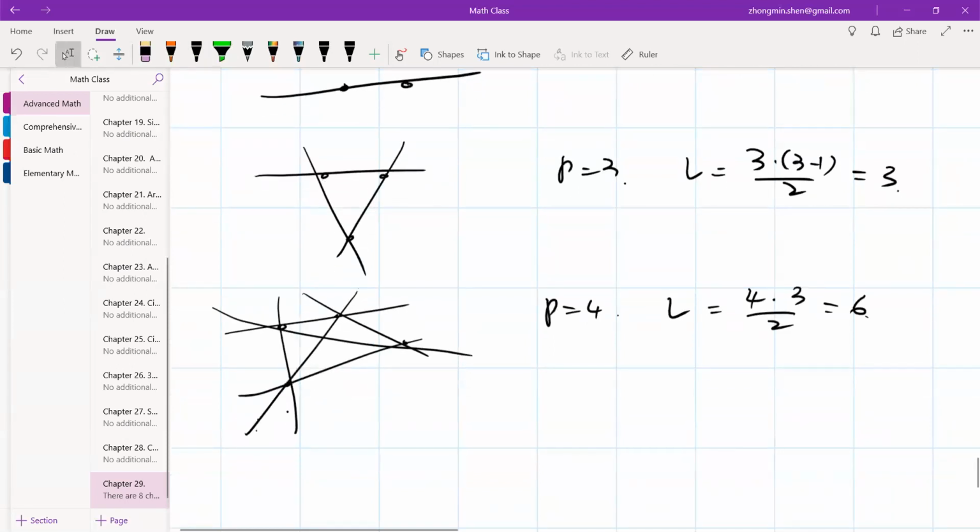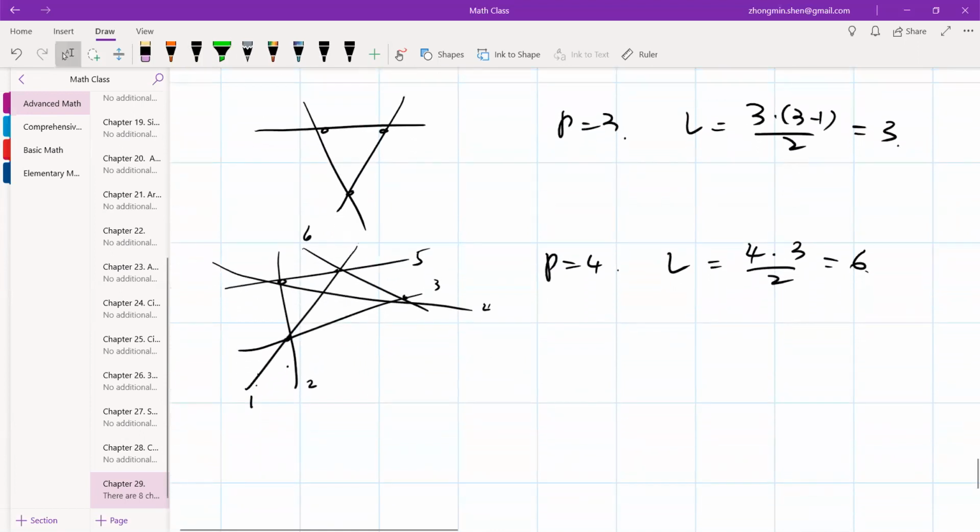Okay. So let's say 1, 2, 3, 4, 5, 6. Yes. Okay. So that's 6 lines. All right. So those are the formulas. You know, I did not want to derive that for you. It's similar to the above argument.